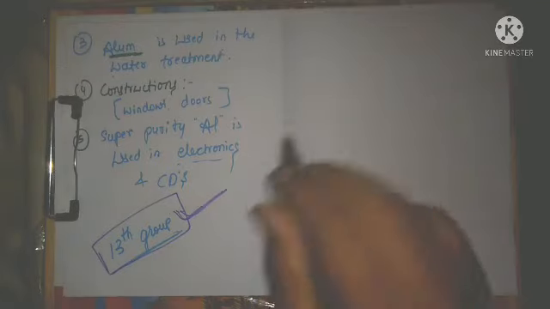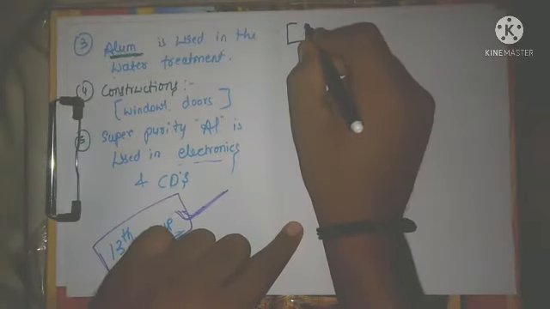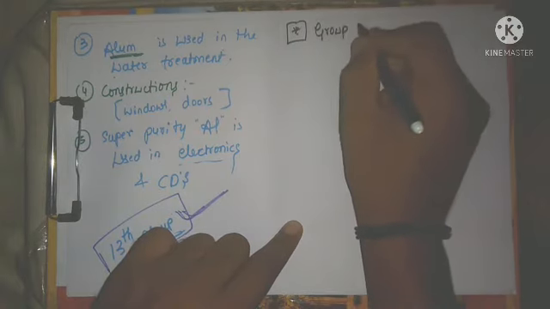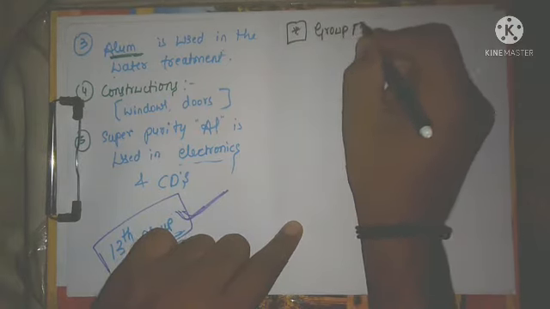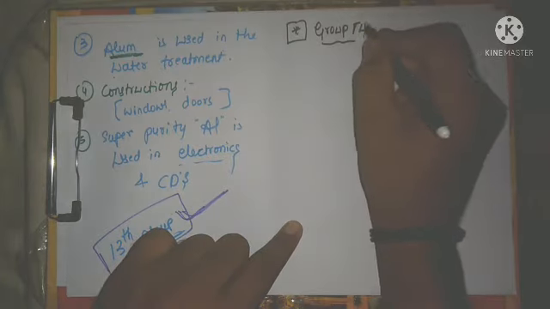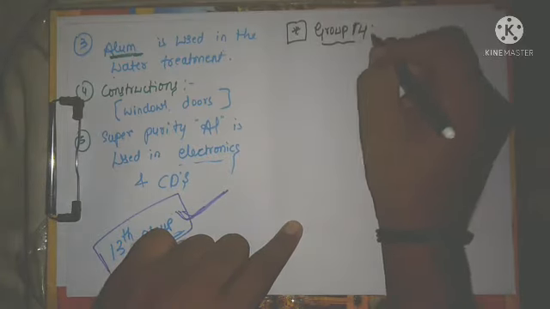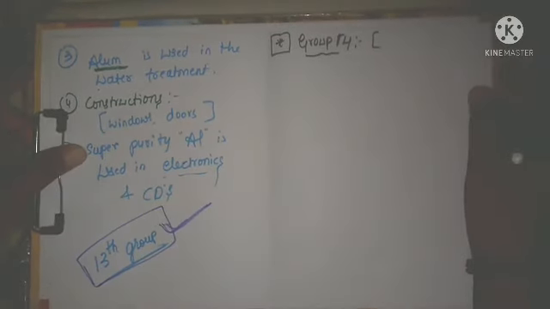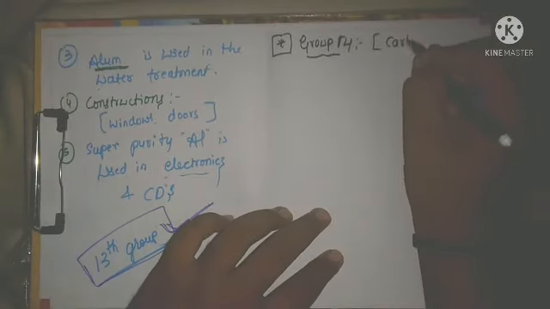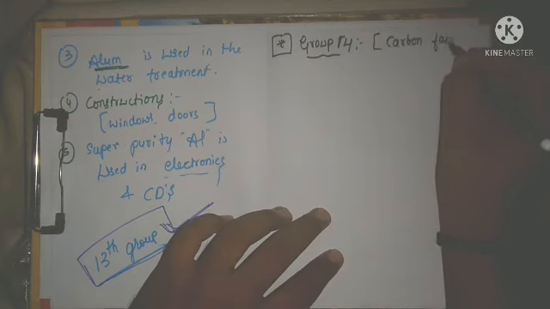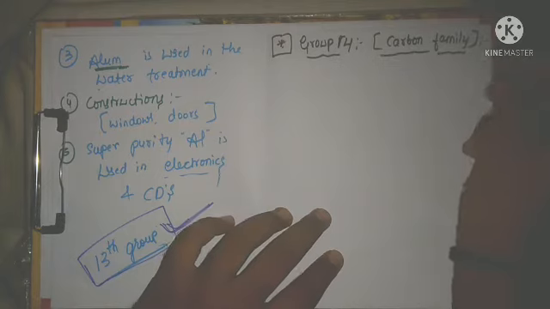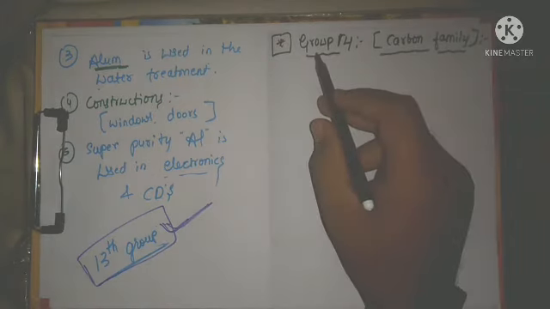Group 14 elements, that is group 14, or it is also called the carbon family. Already we have completed the 13th group elements. After completion of the 13th group elements, now we are starting the 14th group elements.